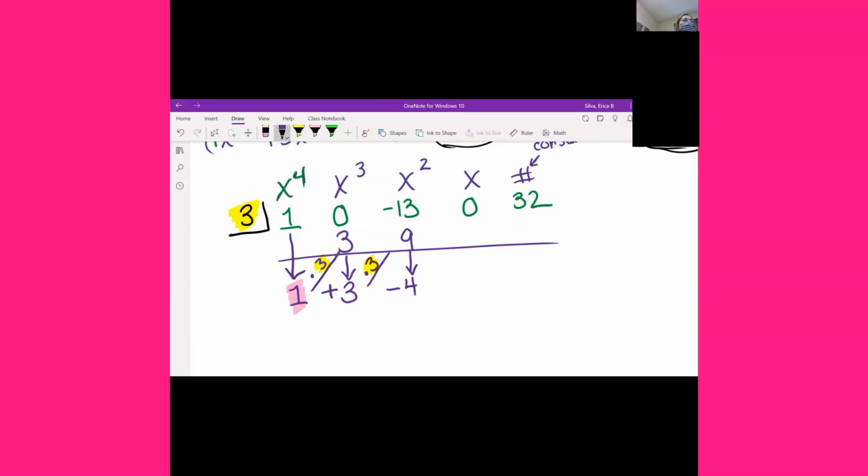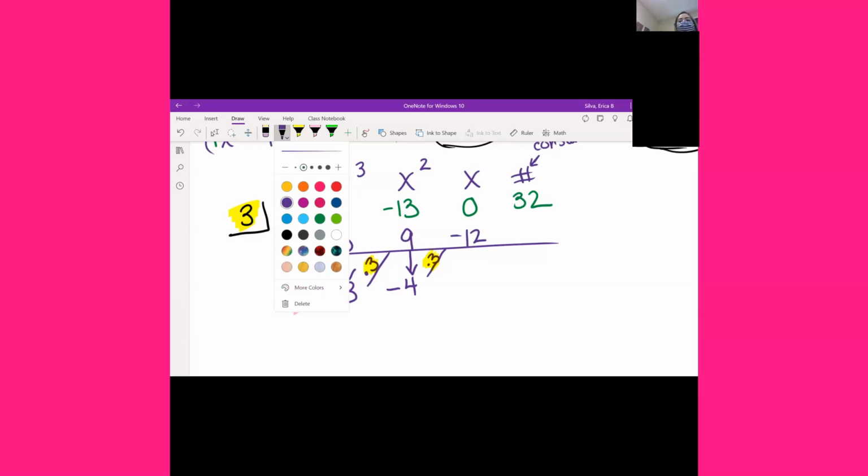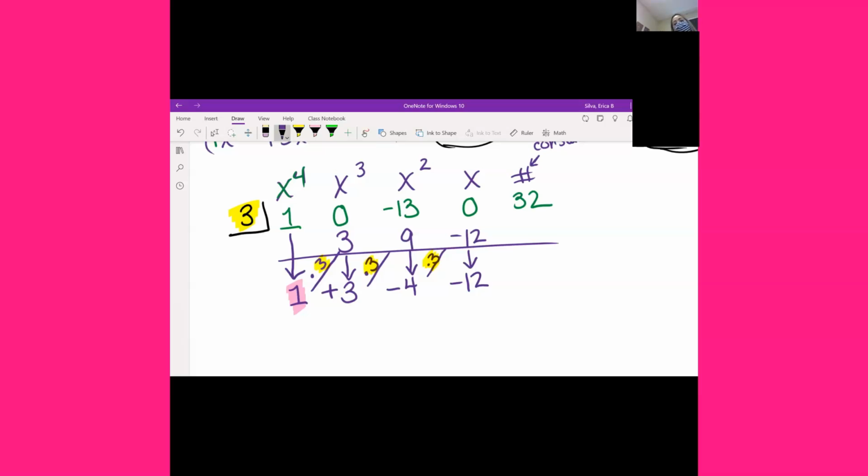And then we repeat the process again. -4 times 3, -12. We add them, we get -12. And then we do it again. -12 times 3 is -36. We add them, and we get -4.